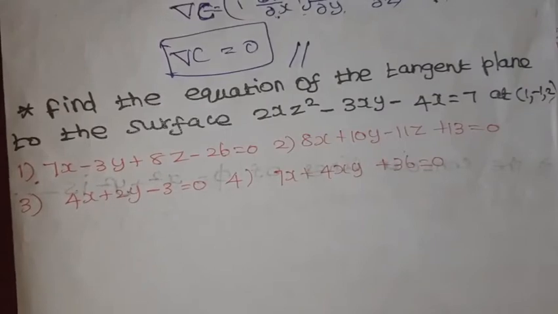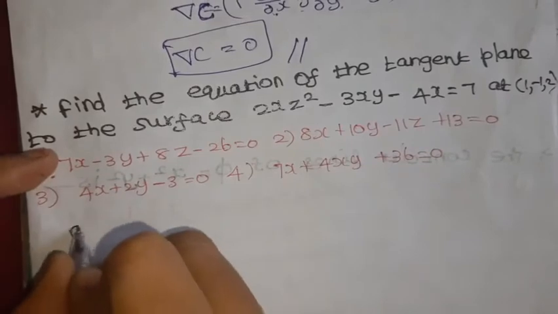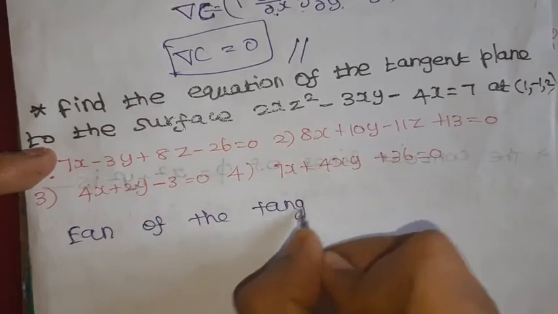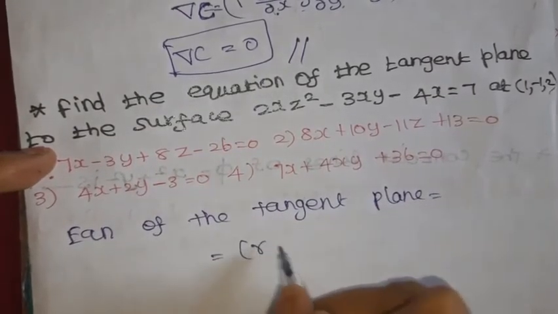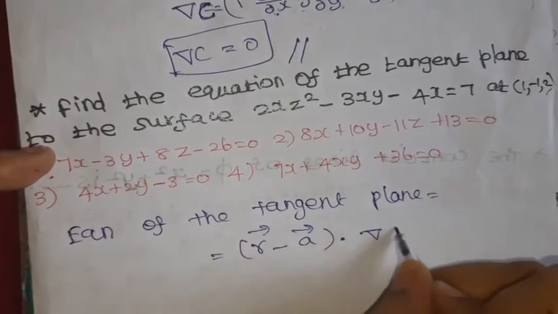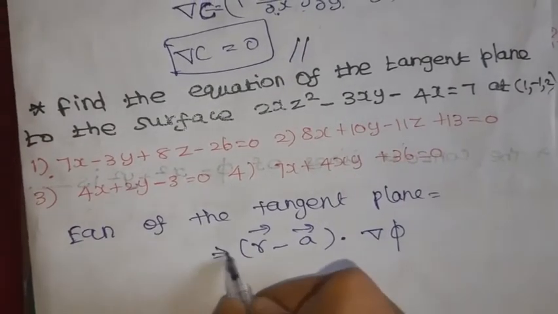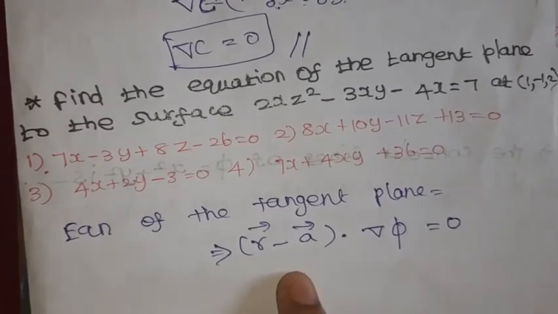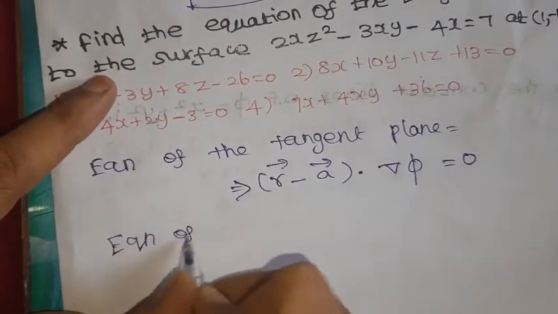So how to find out the equation of the tangent plane? What is the formula? So the equation of the tangent plane is (r vector minus a vector) dot del phi equal to 0. So the equation of the tangent plane is nothing but (r vector minus a vector) dot del phi equal to 0.